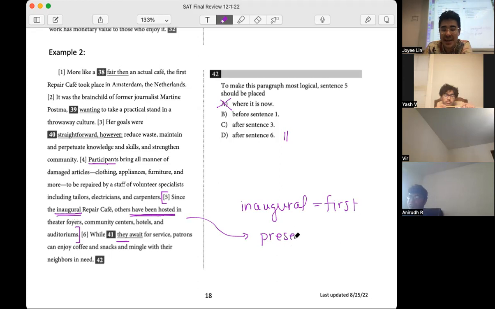Present perfect tense, right? Present perfect tense. If you all remembered, present perfect tense is the glue that links past tense to present tense. More like an actual fair than a cafe. The first repair cafe took, simple past, right? It was the brainchild. Her goals were simple. Participants bring all manner. Shift from past to perfect. So then since goes after sentence 3.